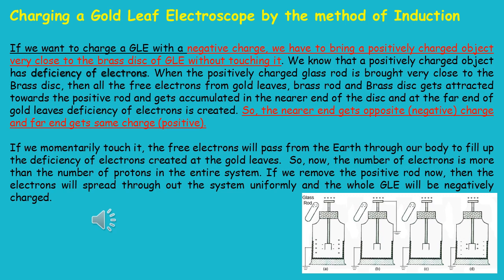If we momentarily touch it, the free electrons will pass from the earth through our body to fill up the deficiency of electrons created at the gold leaves. So now the number of electrons is more than the number of protons in the entire system. If we remove the positive rod now, then the electrons will spread throughout the system uniformly and the whole GLE will be negatively charged.